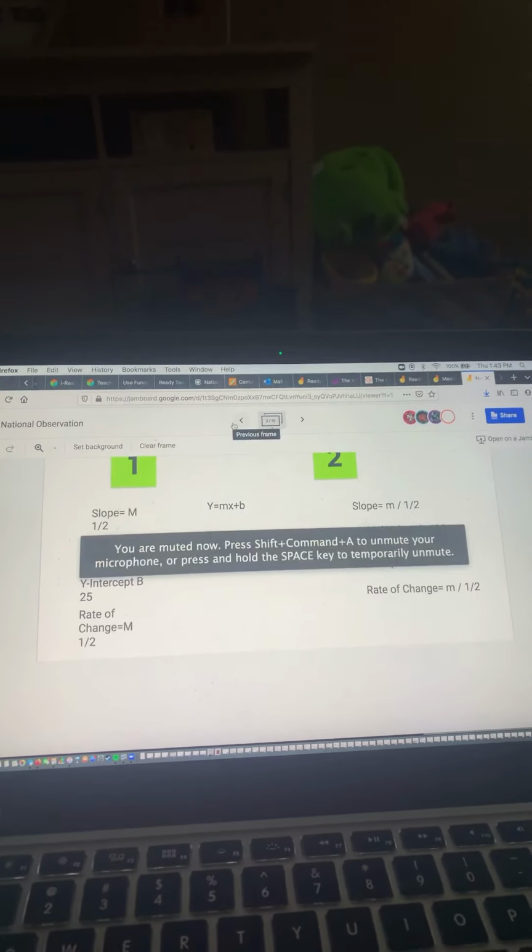All right, very good job, everybody. You were able to identify the correct slope, y-intercept, initial value, and rate of change for the equation that was given. Very good job labeling. Give yourself a round of applause. Give yourself a pat on the back. If you can reach it, pat on the back.